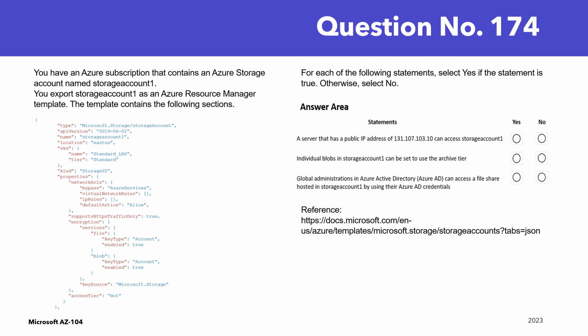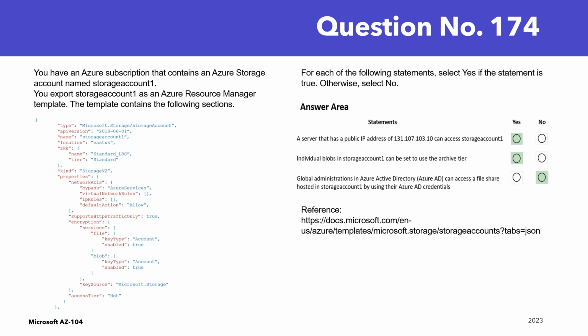You have an Azure subscription that contains an Azure storage account named Storage Account 1. You export Storage Account 1 as an Azure Resource Manager template. The template contains the following sections. For each of the following statements, select yes if the statement is true. Otherwise, select no. A server that has a public IP address of 131.107.103.10 can access Storage Account 1.